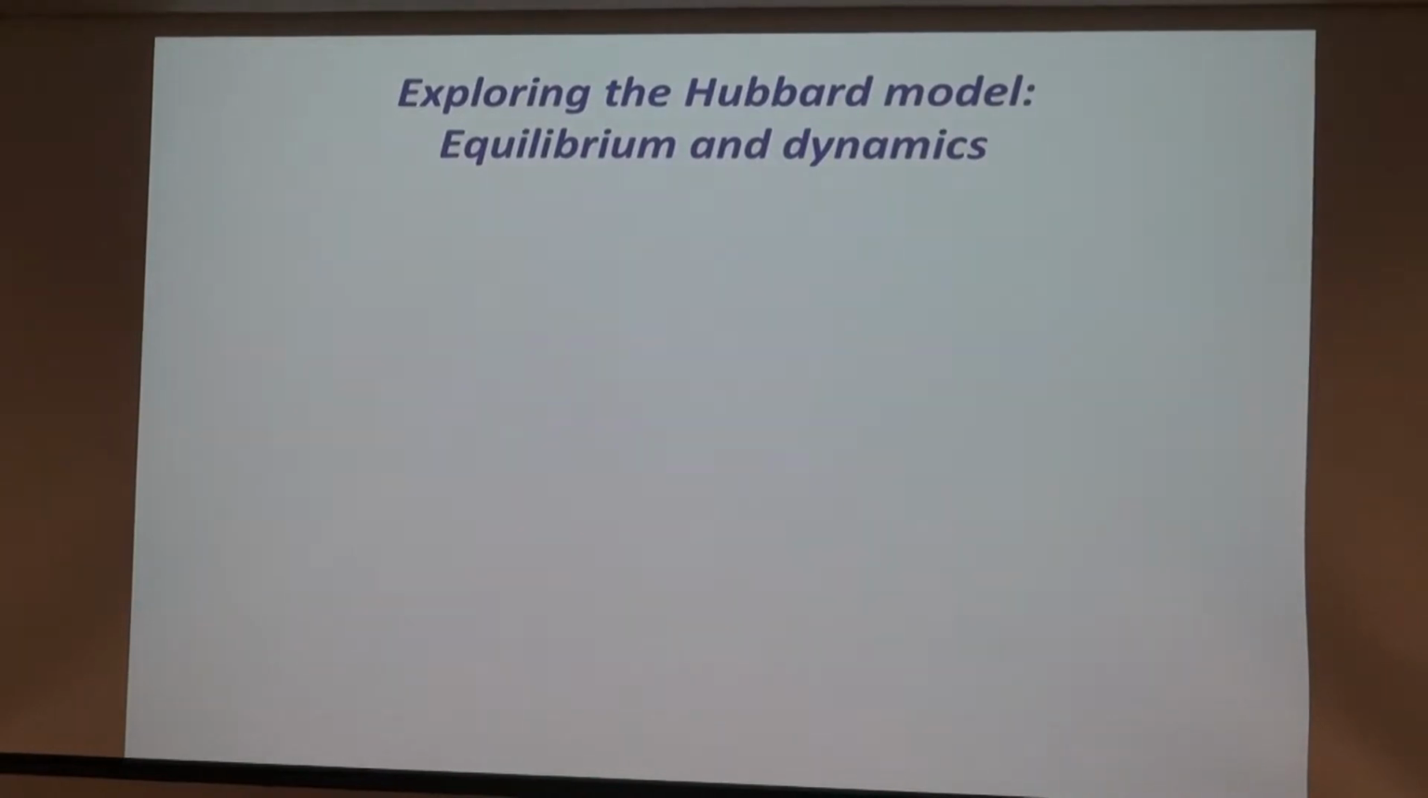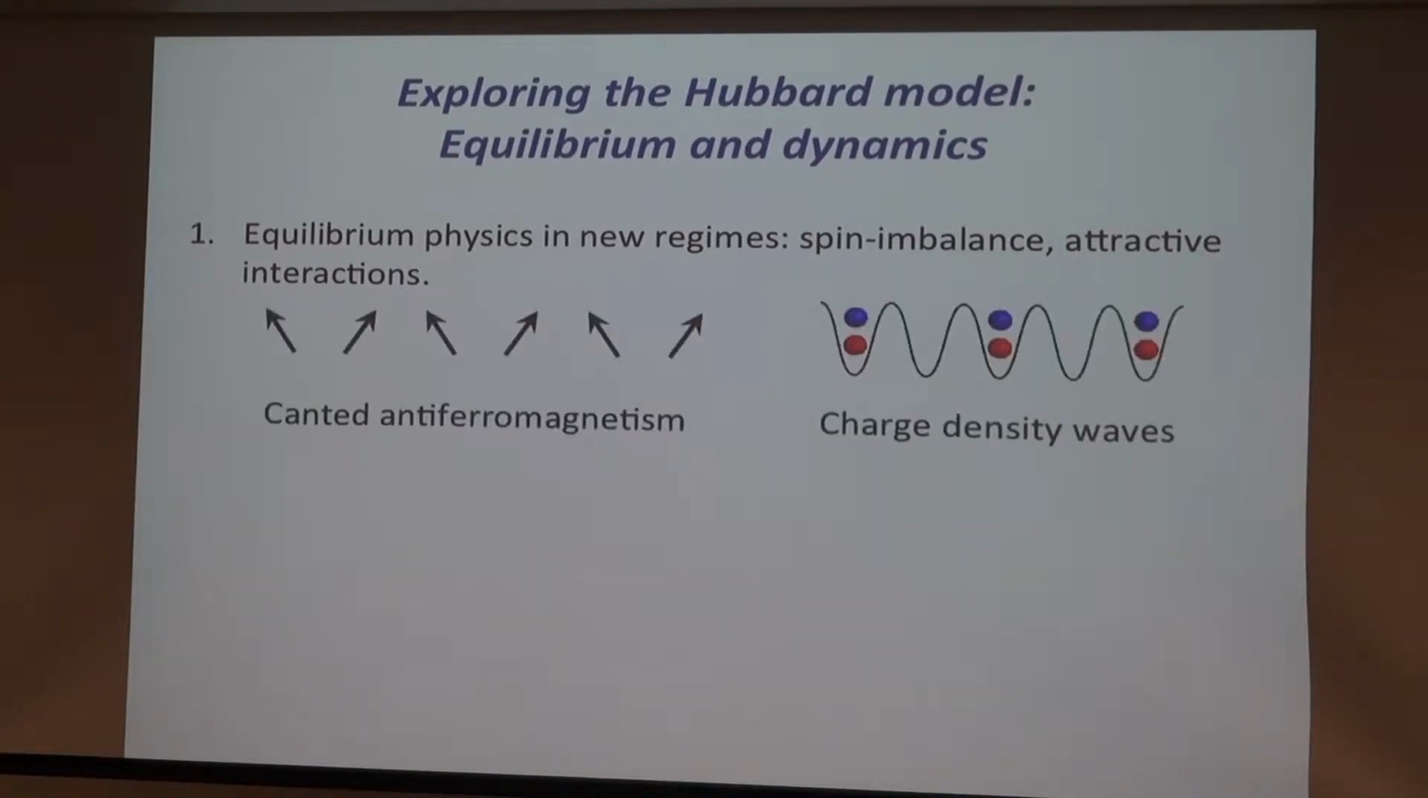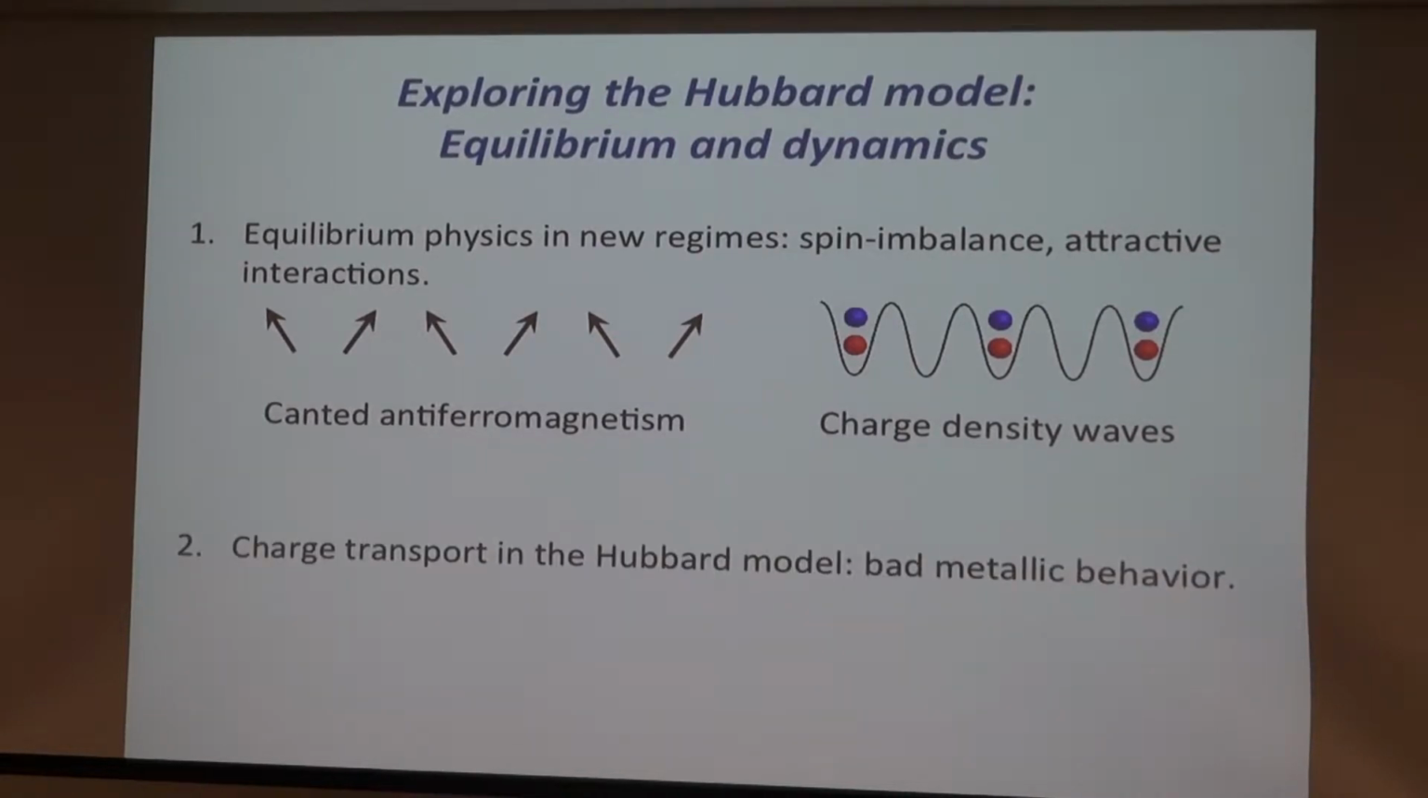OK. So here's an outline of my talk. I want to tell you about experiments we've done in equilibrium systems and experiments we've done in linear response dynamics. On the equilibrium side, we've tried to push the Fermi-Hubbard systems into new regimes. We've looked at repulsive Hubbard systems, but now we've added a new ingredient, which is spin imbalance. And then I'll tell you another story about systems with attractive interactions. And these new ingredients, I'll show you, lead to new physics, things like canted antiferromagnets or charge density waves. And then in the second part of the talk, I'll switch to dynamics, and I'll tell you about experiments we've done on charge transport in the Hubbard model. And there we saw signatures of bad metallic behavior.